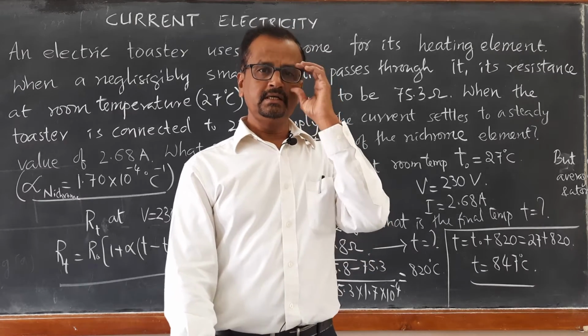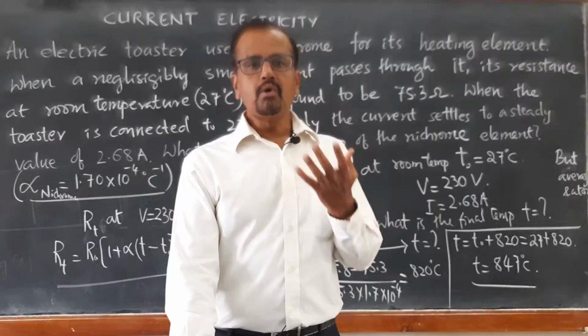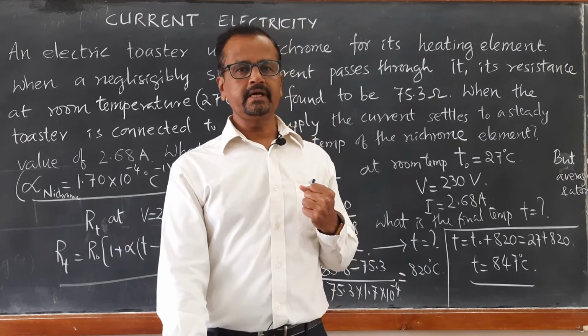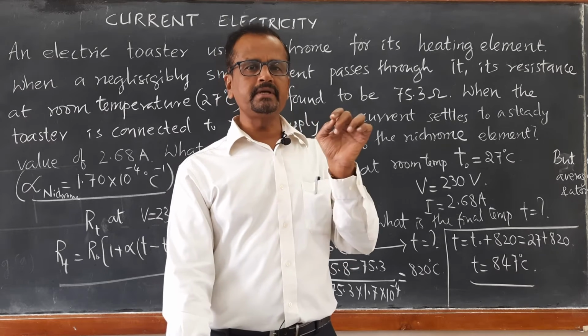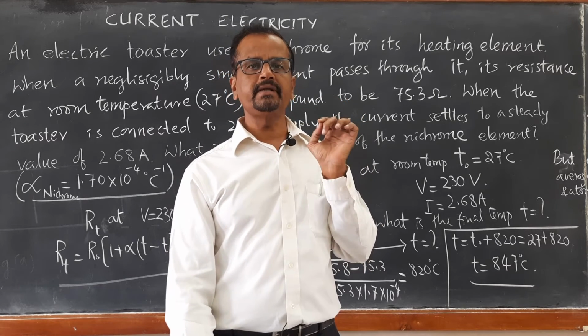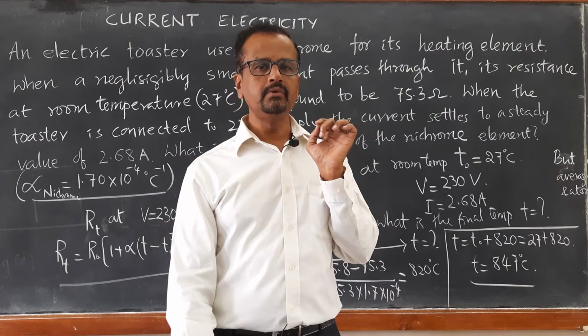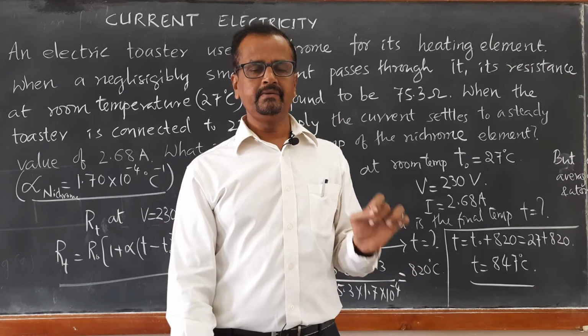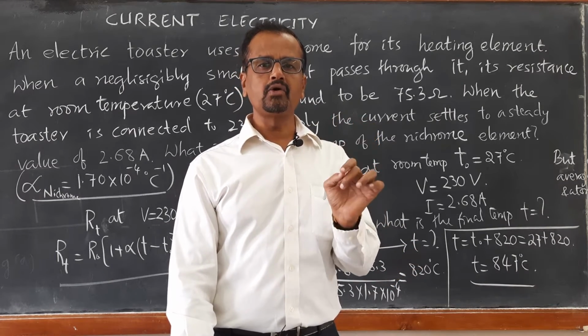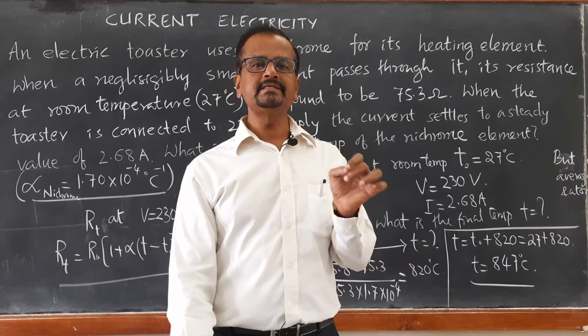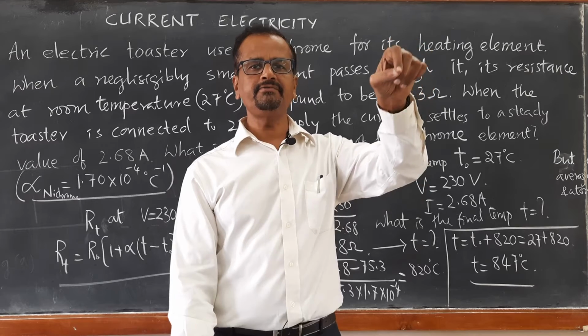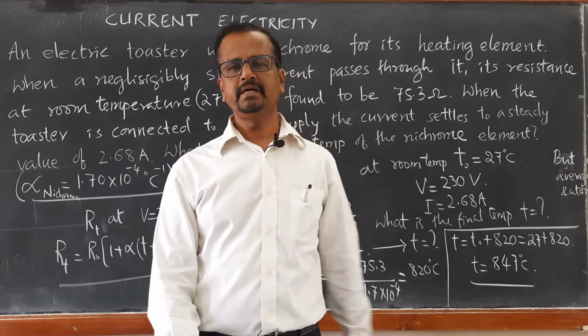As a result, it will have more heating effect. Okay, this is the very important thing. Copper is a very good conductor, has a very high conductivity, whereas the nichrome, although it is a good conductor, its conductivity is less compared to that of copper. This is a simple explanation.